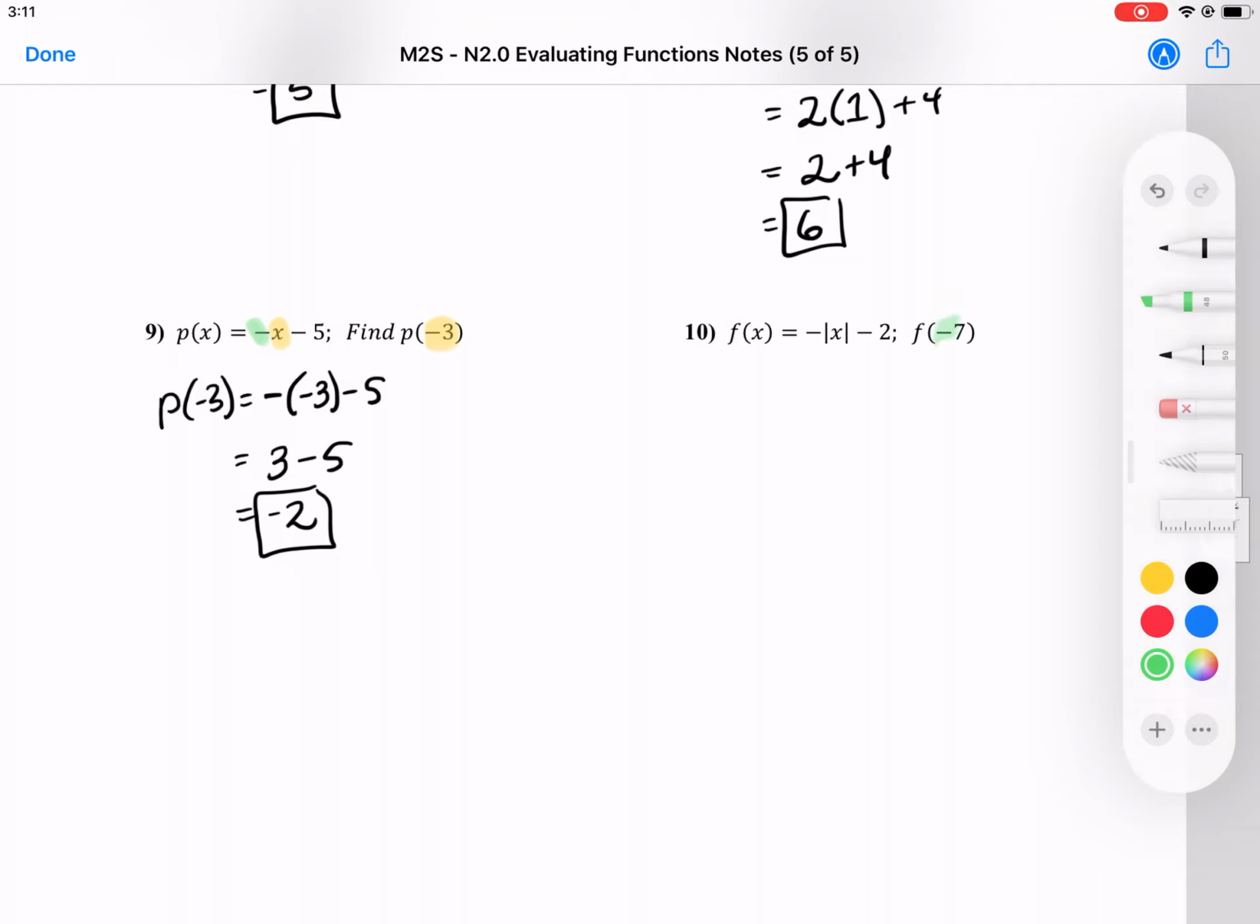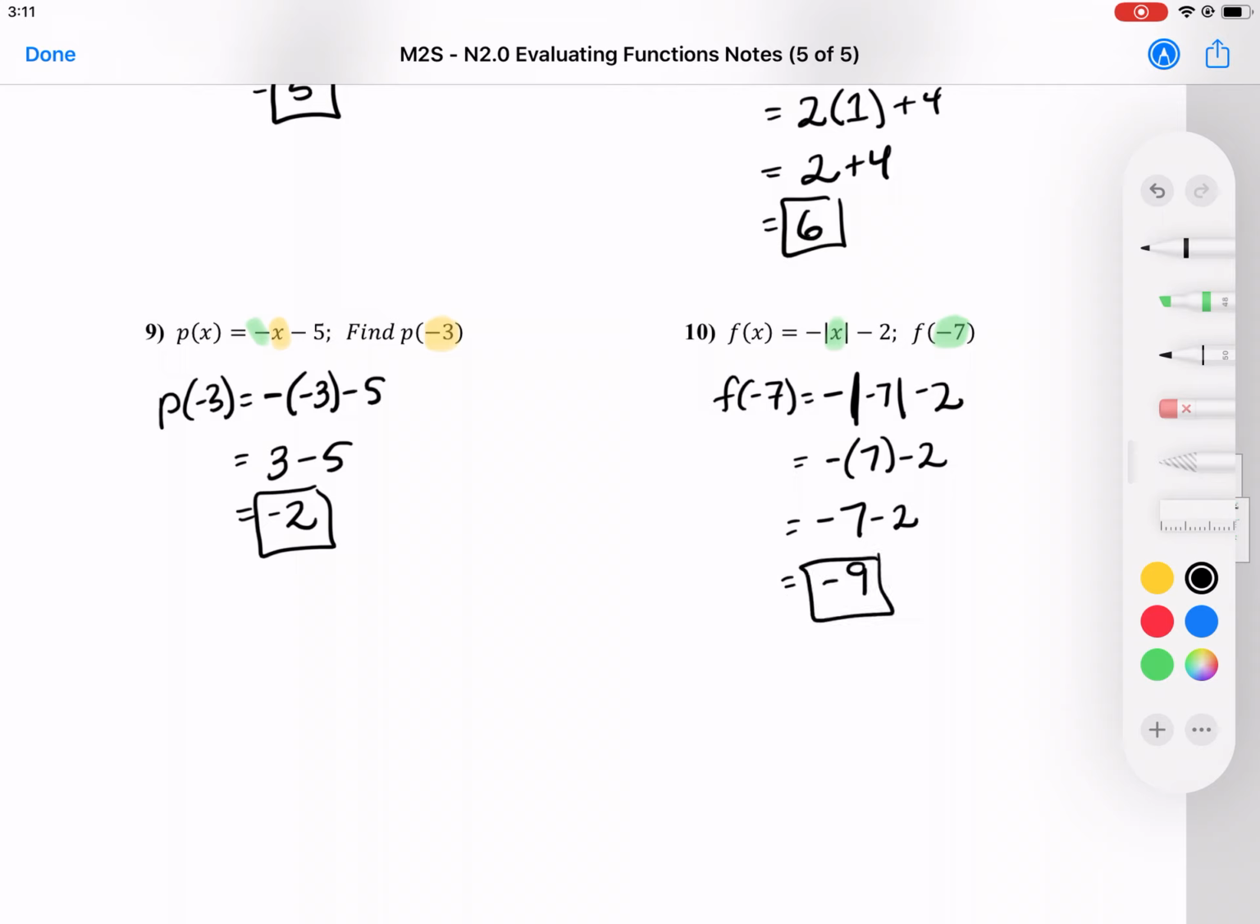And then one more. We're going to put negative 7 in for x. So f of negative 7 would be a negative absolute value of negative 7 minus 2. So the negative stays in front. The absolute value of negative 7 is a positive 7. But notice there's a negative in front, so this is really negative 7 minus 2, which is negative 9. And that is it.